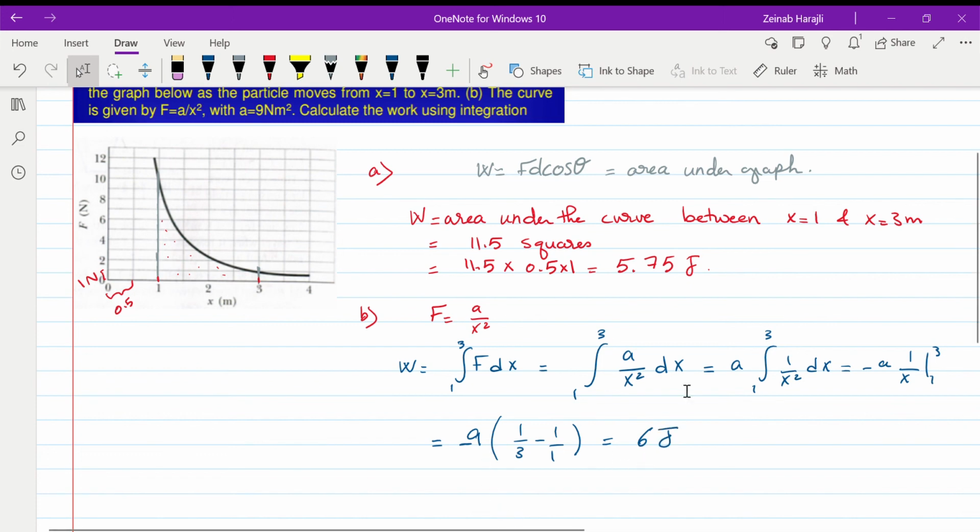Of course, it's more precise than the value that we found by studying the area under the curve, because our counting of the squares cannot be perfectly precise.